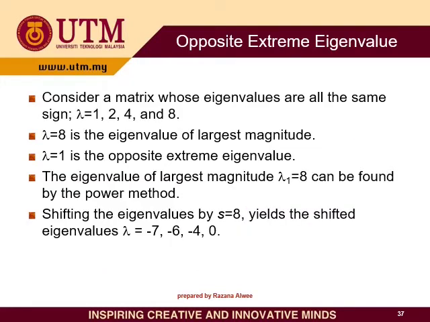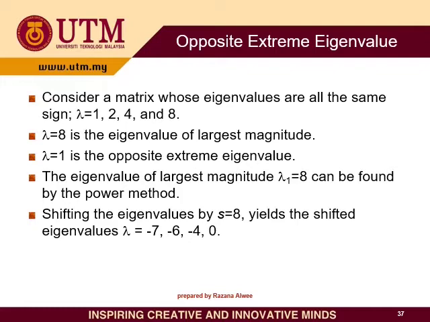Okay, to show an example of why we got what we have in the previous slide, consider a matrix whose eigenvalues are all the same sign, which is here all positive. This is to prove the previous slide. Let's say we have eigenvalues of 1, 2, 4, and 8.